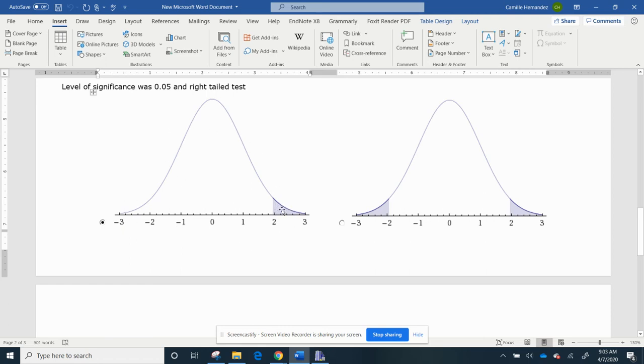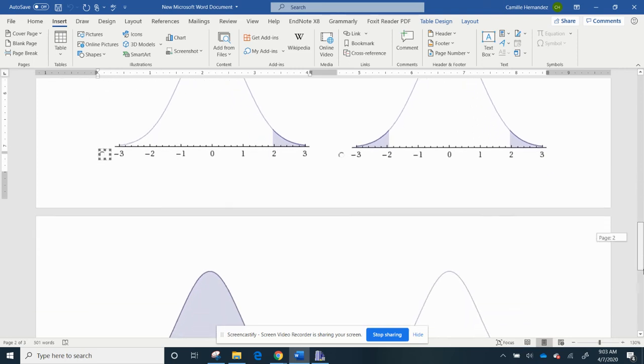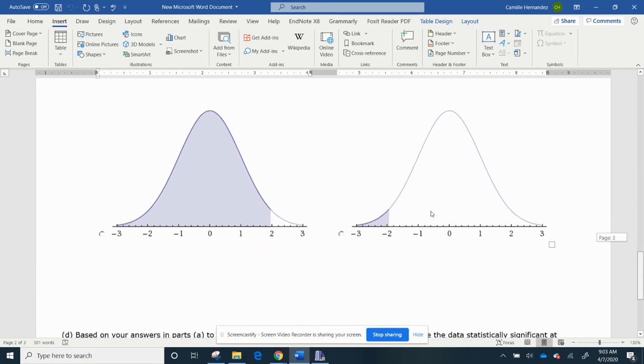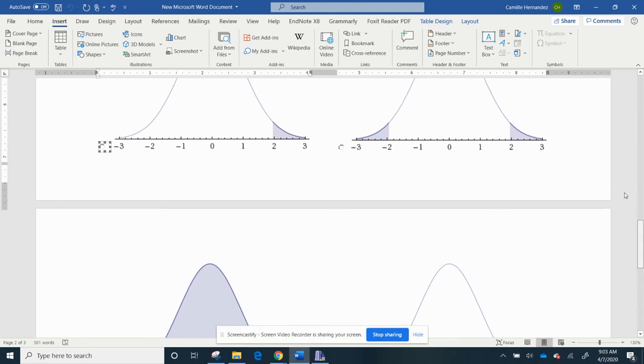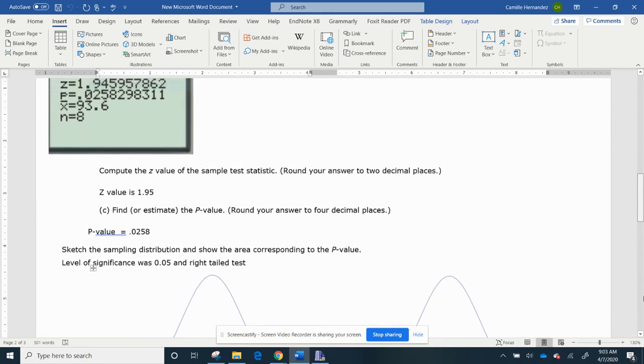And it's a right-tailed test and it's going to the right. So that's your answer. If it had been a left-tailed test, it would have been this one. And then if it had been a two-tailed, it would have been that one. Okay, I hope that helps on that.